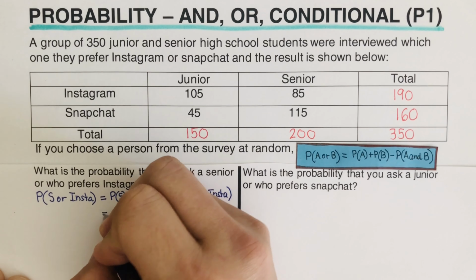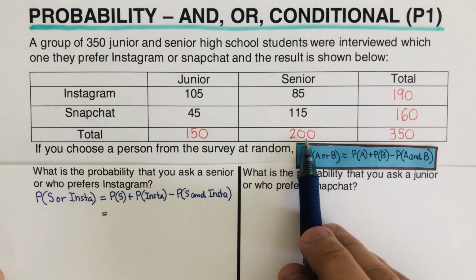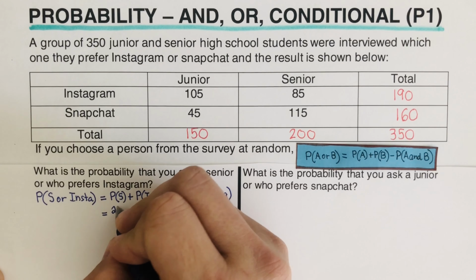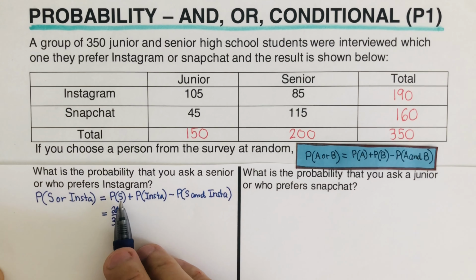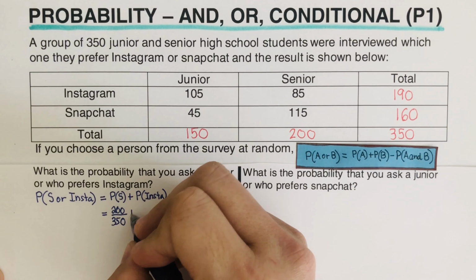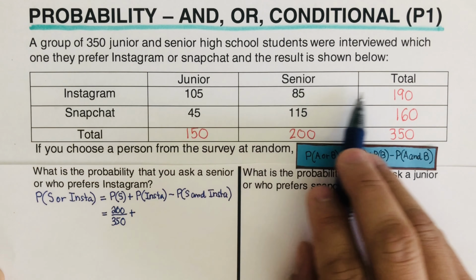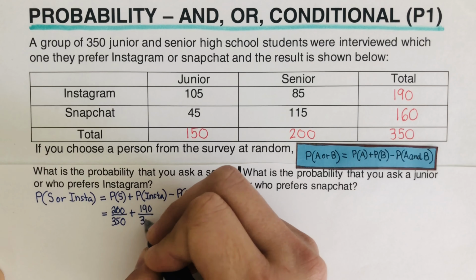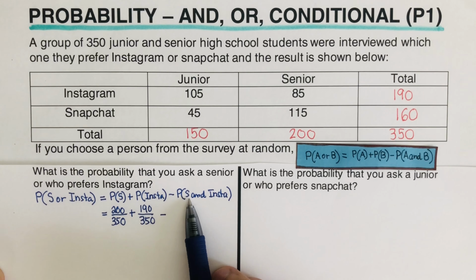First, we have the probability that you ask a senior. Probability that is a senior, that's a total of 200. So I'm going to write 200 over the grand total, which is 350. So that's the probability that you ask a senior plus the probability that they prefer Instagram. So Instagram total is 190. So that would be 190 over 350 minus the probability that you ask a senior and Instagram.